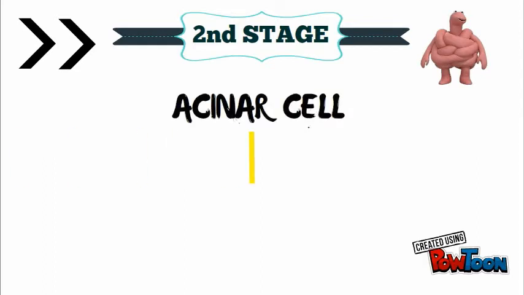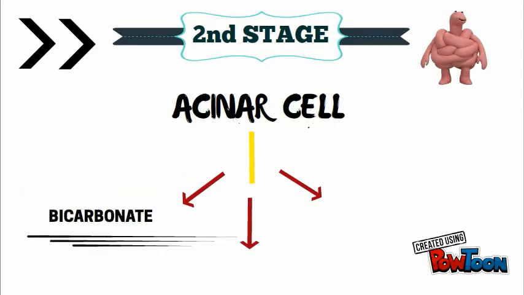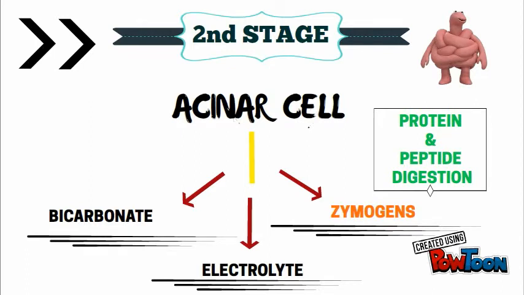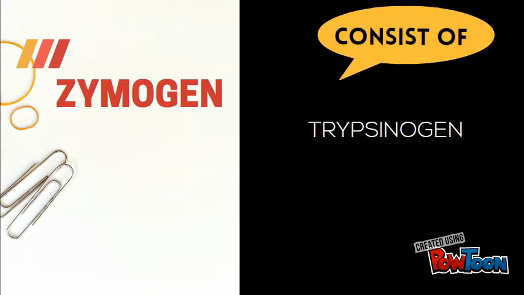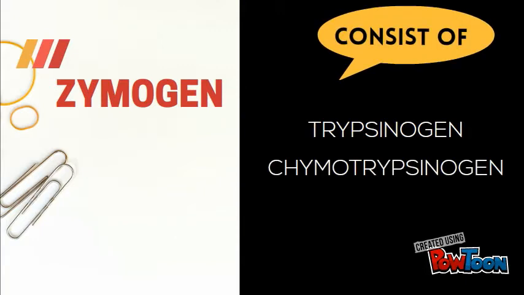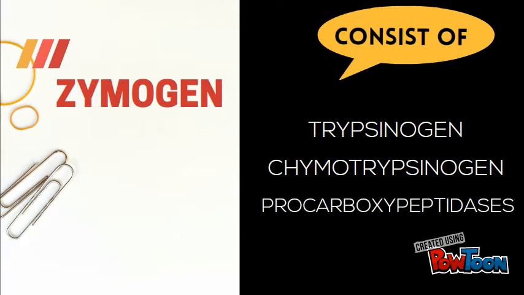which will stimulate the acinar cells to secrete alkaline pancreatic juice that contains bicarbonate, electrolytes, water, and also zymogen. Zymogen is the important element responsible for protein and polypeptide digestion. Zymogen consists of trypsinogen, chymotrypsinogen, procarboxypeptidases A and B, proelastase, and collagenase.